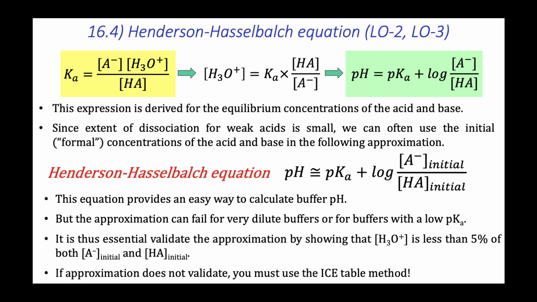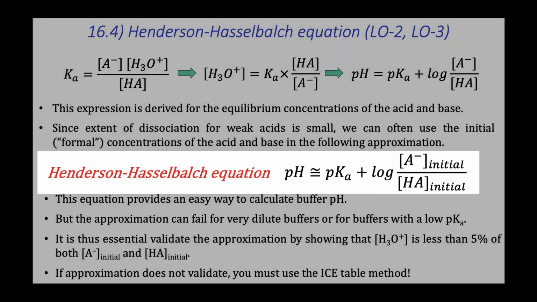Protonation of weak bases and deprotonation of weak acids usually only proceeds to a very small extent. Thus, while these terms refer to the equilibrium concentrations of these species, it's often safe to assume that their equilibrium concentrations are closely approximated by their initial concentrations, meaning the concentration right after the acid and the base have been mixed together, but before any proton transfer begins. So we can replace the equilibrium concentrations with the initial concentrations, and the resulting approximation is called the Henderson-Hasselbalch equation.